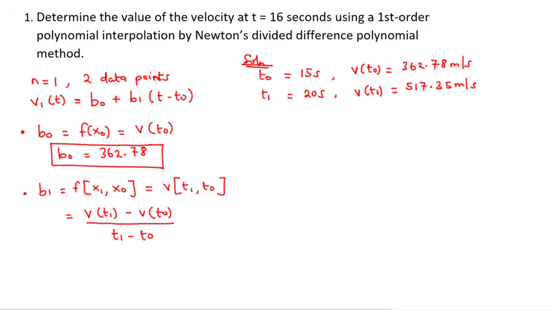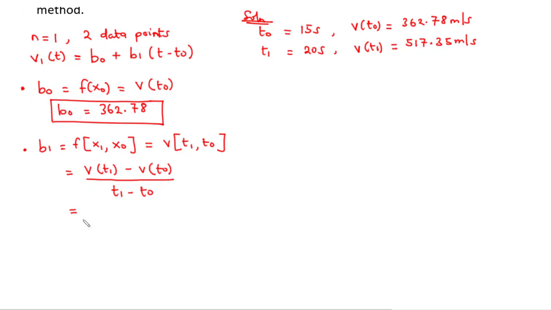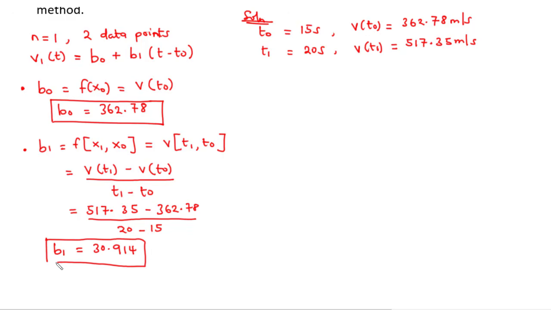So let's put in the values. Here we have v of t1, that is 517.35, minus v of t0, 362.78, all divided by the time values, 20 minus 15. When you compute this, you have 30.914. So that happens to be the value for b1. b1 is equal to 30.914.